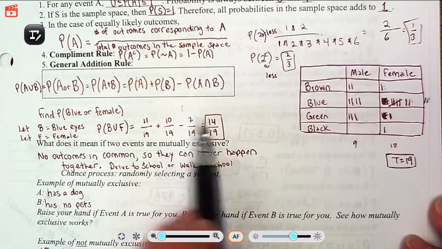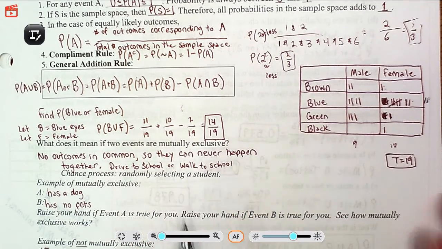So I have to be careful to subtract the 7 that I counted twice. And I get 14 out of 19.